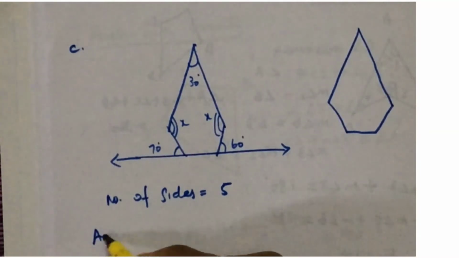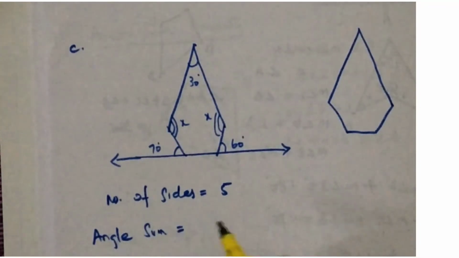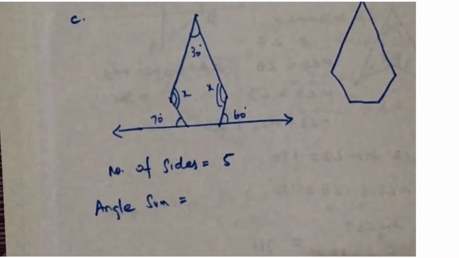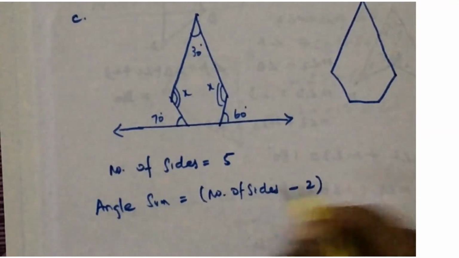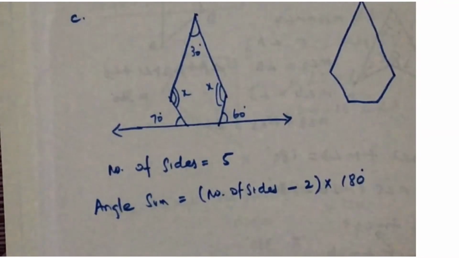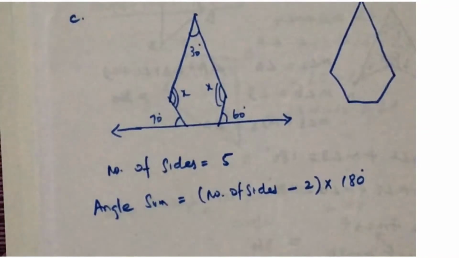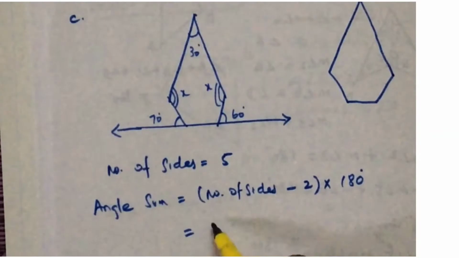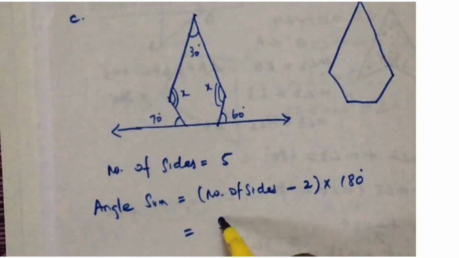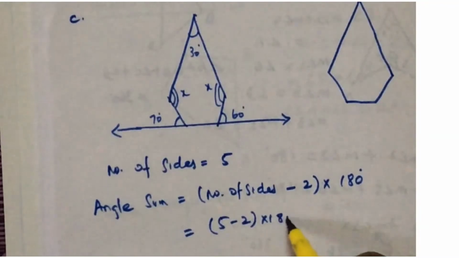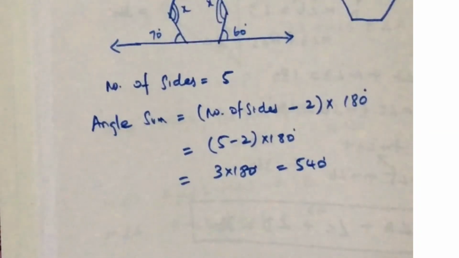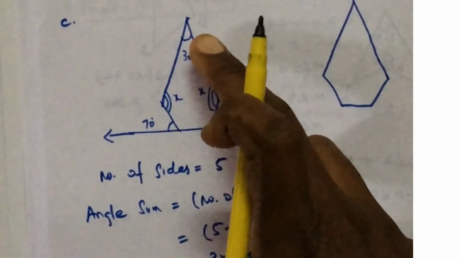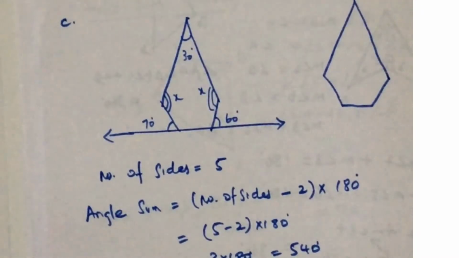Now what is the angle sum? What is the formula for angle sum? Number of sides minus 2, multiplied by 180. Just now we studied this. So here, the number of sides is 5. 5 minus 2, multiplied by 180 degrees. 3 multiplied by 180 is 540. Now what does this mean? If you add all the angles, it should sum up to 540 degrees.